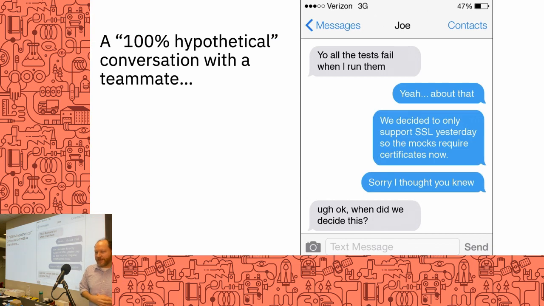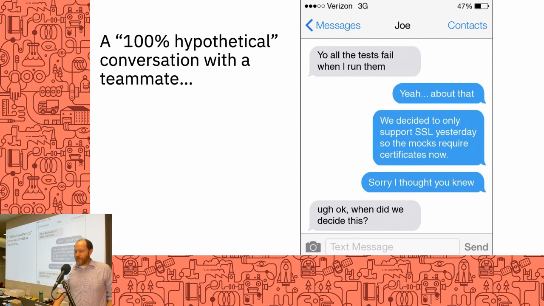Here's a motivating example, a 100% hypothetical thing that actually happened in real life. "All the tests fail when I run them. What's going on?" "Yeah, about that. We decided to only support SSL yesterday, and now all of our test doubles are requiring certificates. Thought you knew." "When did we decide that?" Right. So a big decision was made that fundamentally changed the development environment, and I had no idea what was going on.